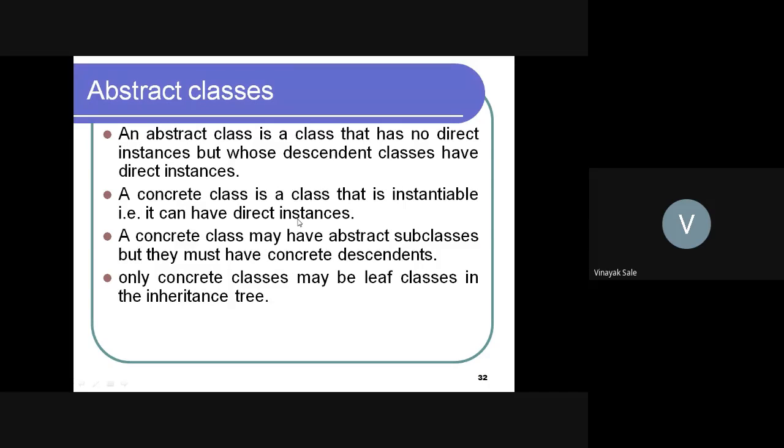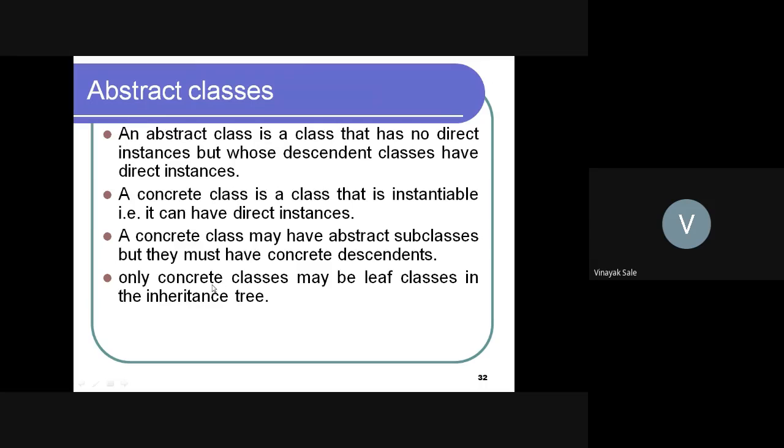objects. A concrete class is a class that is instantiable, so it can have direct objects. A concrete class may have abstract subclasses, but they must have concrete descendants. Only concrete classes may be leaf classes in the inheritance tree.